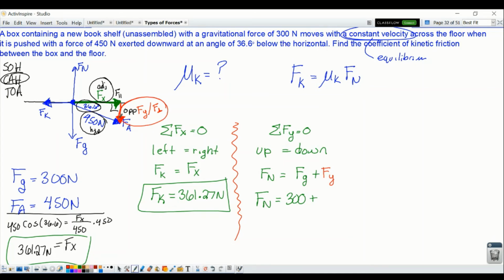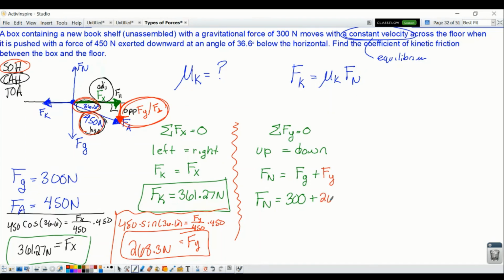So I circle my two numbers, and I notice I circled opposite and hypotenuse. I'm going to use sine as my trig function. So I will say the sine of 36.6 is equal to the opposite, which I'm calling the y component right now, over the hypotenuse of 450. Multiply both sides by 450. The y component is 268.3 newtons.